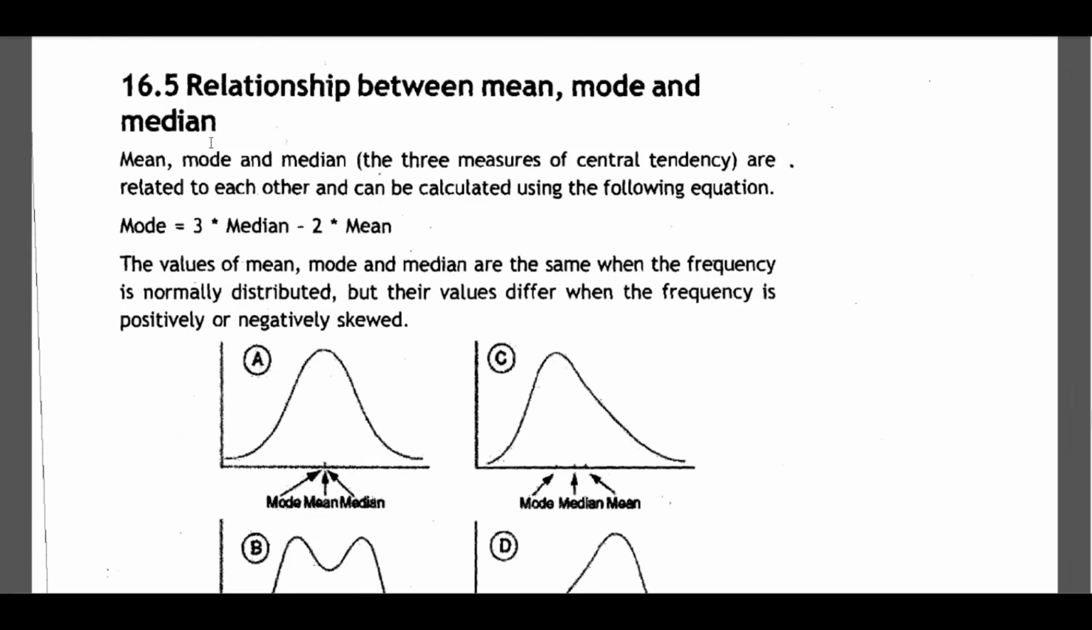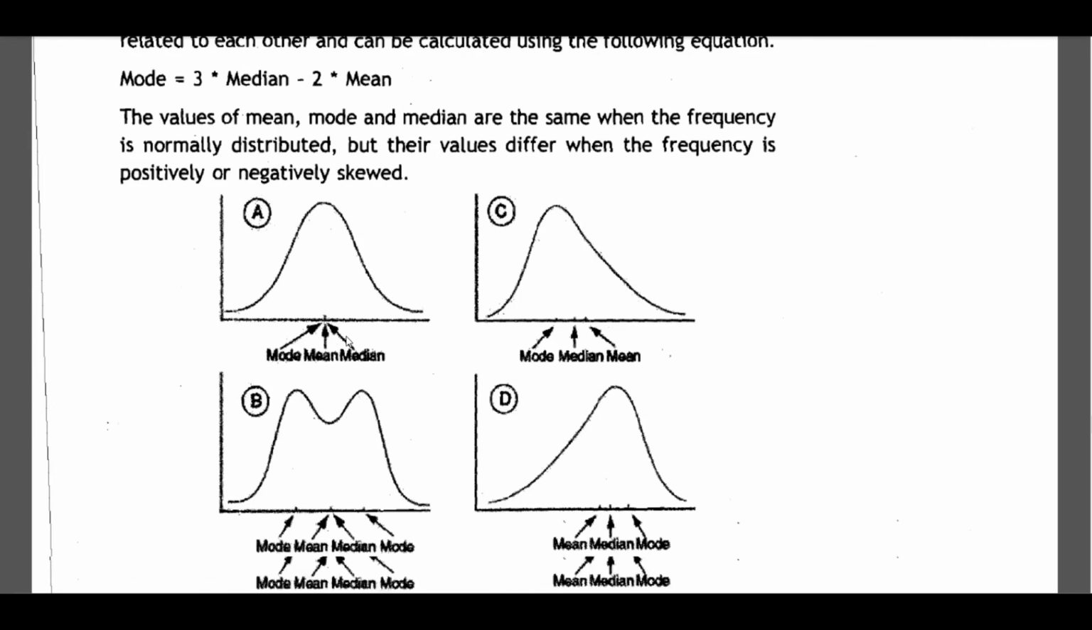16.5 Relationship between mean, mode and median. Mean, mode and median, the three measures of central tendency, are related to each other and can be calculated using the following equation: mode is equal to 3 into median minus 2 into mean. The values of the mean, mode and median are the same when the frequency is normally distributed, but their values differ when the frequency is positively or negatively skewed.